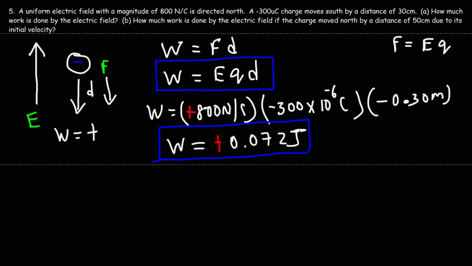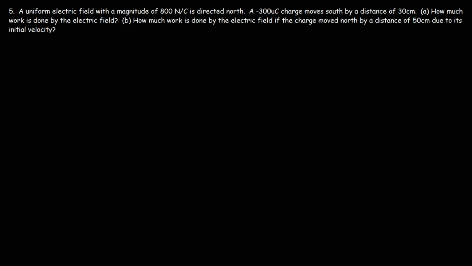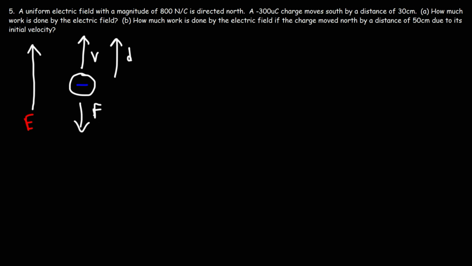Now let's move on to part B. How much work is done by the electric field if the charge moved north by a distance of 50 centimeters due to its initial velocity? So let's draw a new picture. The electric field is still directed north, but this time, the negative charge is initially moving north. It has an initial velocity, so its displacement, at least for a short period of time, is going to be north. Now, the electric force acting on the negative charge is still opposite to the direction of the electric field.